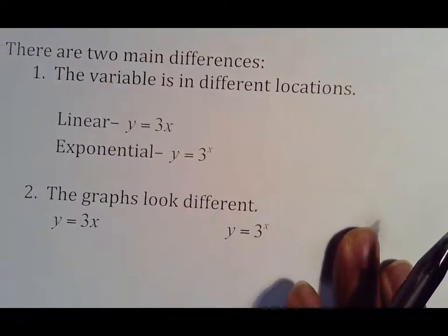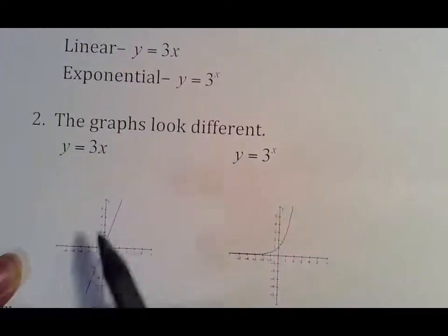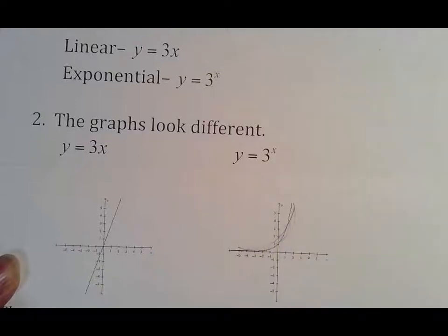Secondly, the graphs look different. The first graph, 3x, looks like a line. As I said, it's linear. 3 to the x looks like an airplane taking off, at least that's how I visualize exponential functions. It's either an airplane taking off or an airplane landing. So again, that's what you need to be careful about.